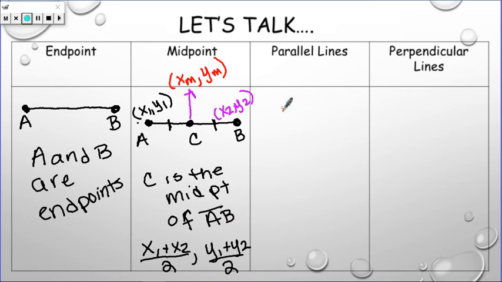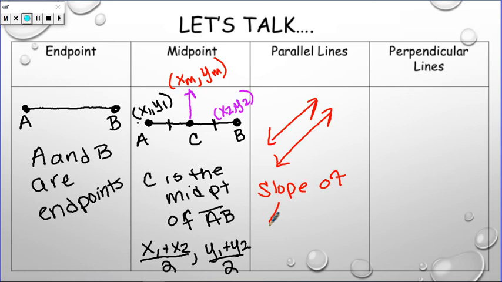Alright, parallel lines are lines that never ever cross each other. You've heard this a lot of times in math. And the new thing that we're adding is the slope of parallel lines are the same.